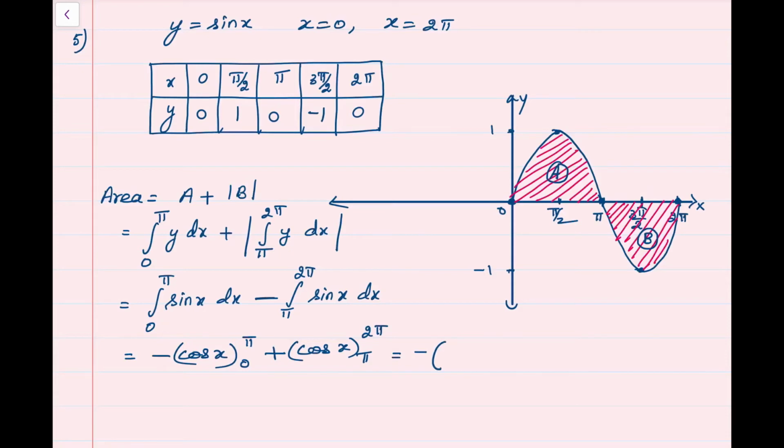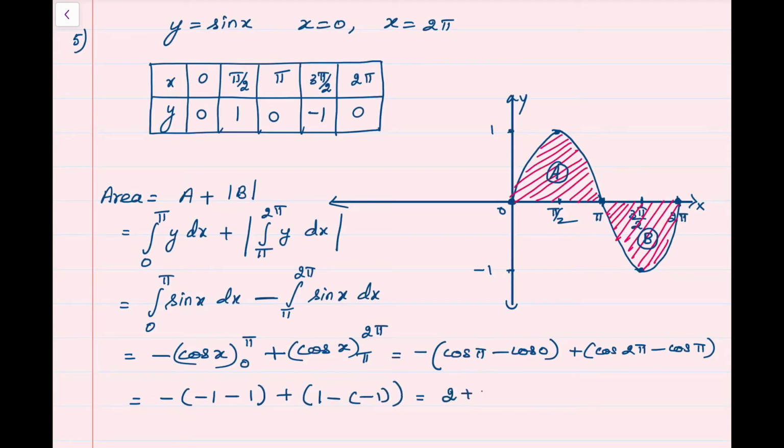Minus of cos pi minus cos 0 plus cos 2 pi minus cos pi. Minus of cos pi is minus 1, cos 0 is 1, plus cos 2 pi is 1, cos pi is minus 1. 2 plus 2, 4 square units. A and B areas will be equal.